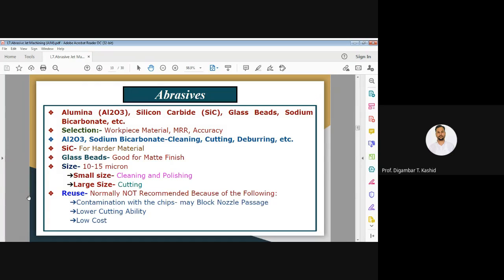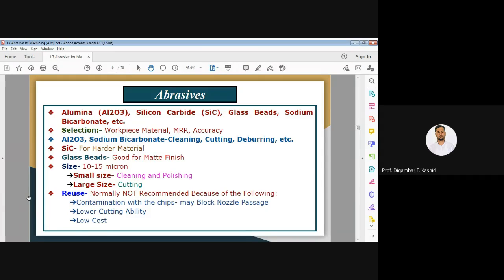Okay, so I was talking about the selection of the right kind of abrasive. You can select the abrasive particle depending upon your workpiece metal properties, the metal removal that you require, as well as the accuracy you want. Depending on these parameters you can select the abrasive.